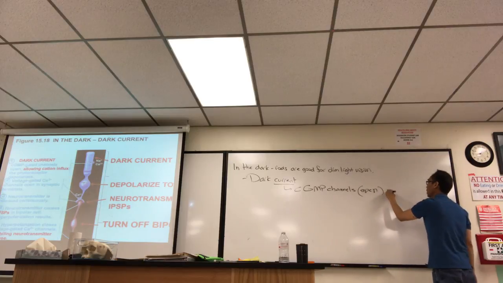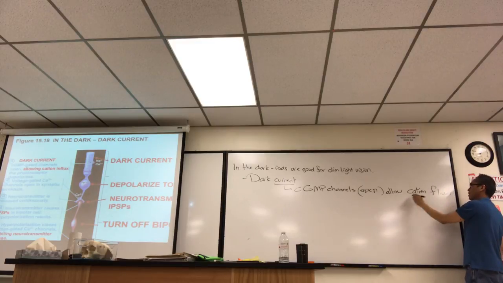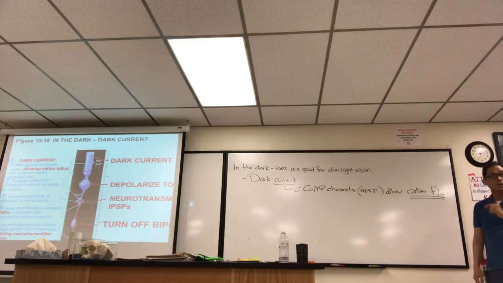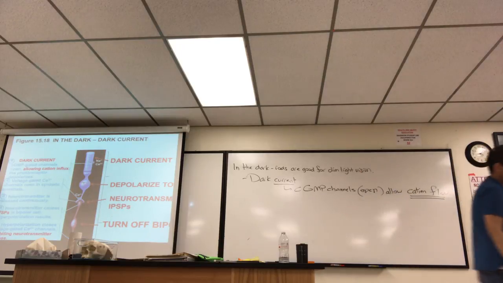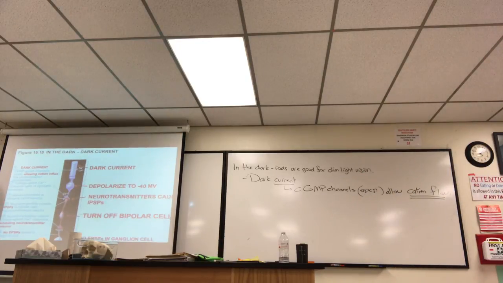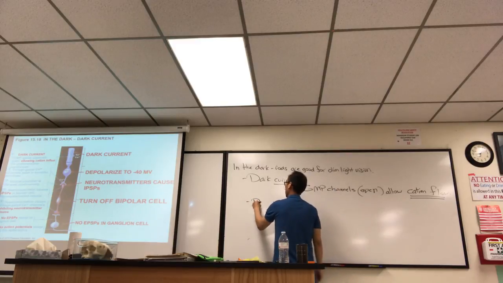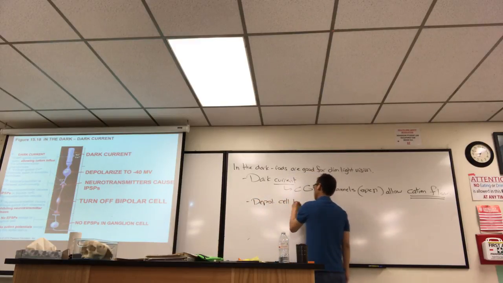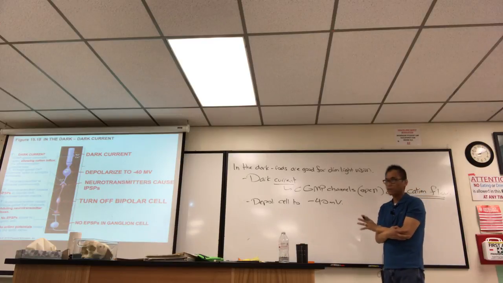They're open. They allow cation flow. That cation flow is the dark current. Now what that does is it depolarizes the cell a little bit. Cells usually rest at negative 70 millivolts, but this depolarizes the cell to negative 40. So the dark current depolarizes the cell to not minus 70, minus 40. That's the result of the dark current.